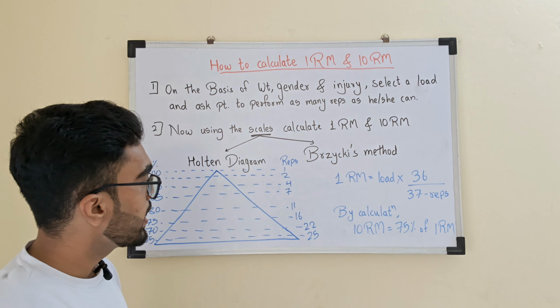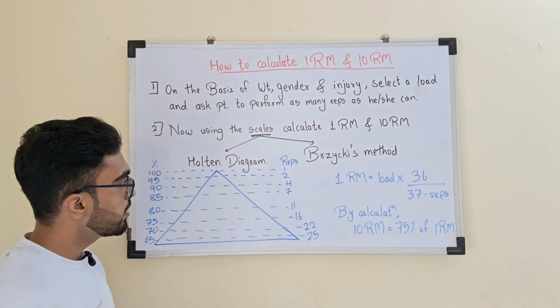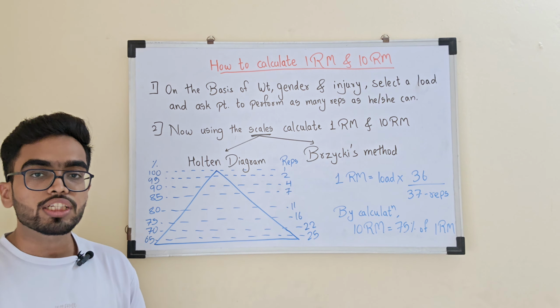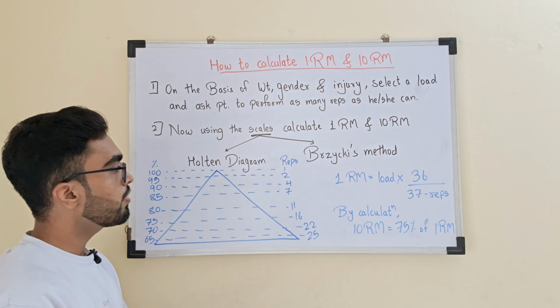Okay, so what is a Holten diagram? The Holten diagram is a triangular diagram where on one side we have the percentage of weight and on the other side we have repetitions.